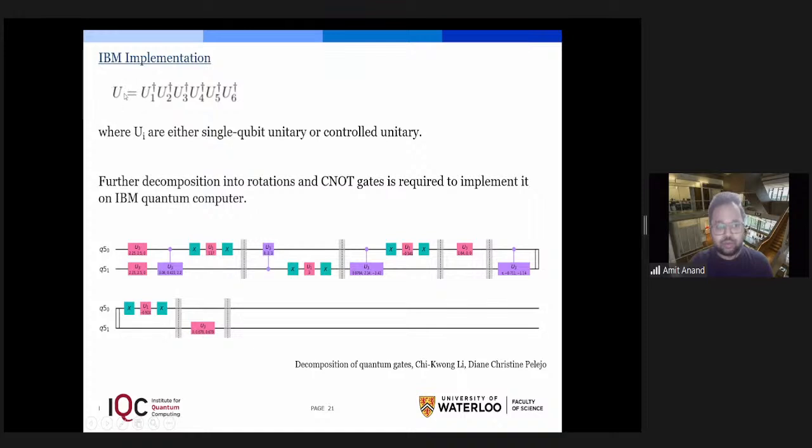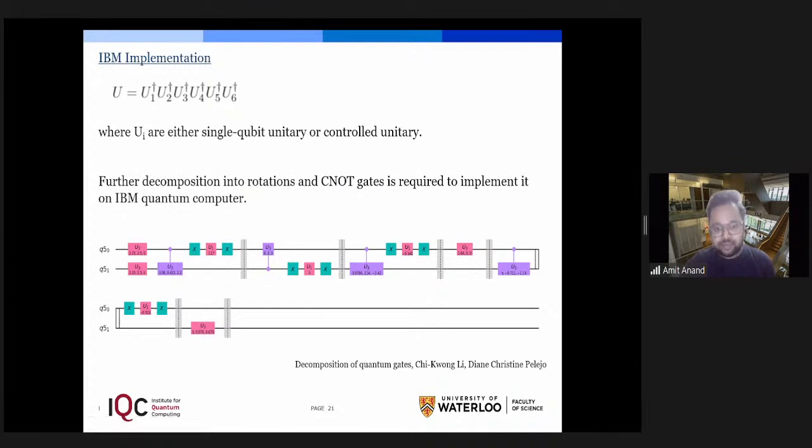This is my total operator, that is U for 1 kick. This can be decomposed into single-qubit and controlled unitaries in this form. This is a paper which mentions how to decompose this kind of unitary, where any unitary of size n can be decomposed into n minus 1 by 2 single-qubit and controlled unitary cases. But these single-qubit and controlled unitaries cannot be directly implemented on the IBM. So further decomposition is required, and each of U1, U2, up to U6 is further decomposed into rotations and the CNOT gate, which can be directly implemented on the IBM. You can see this is like U1, U2, U3, U4, U5, and then U6. So this is how we implement it.